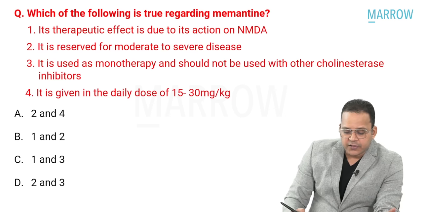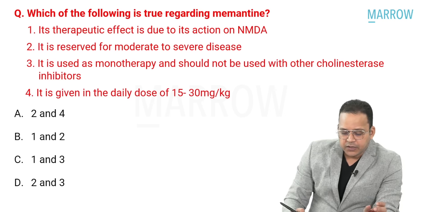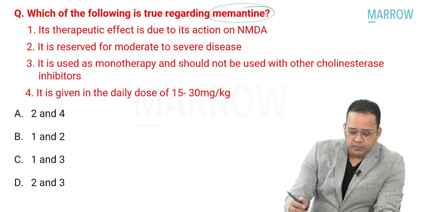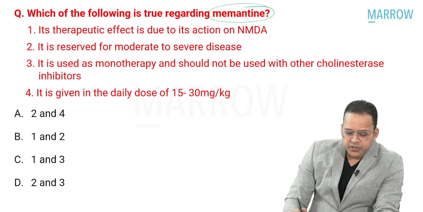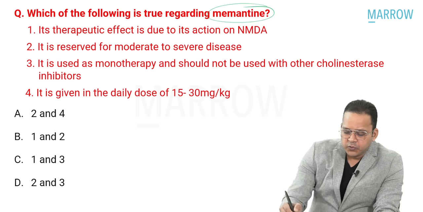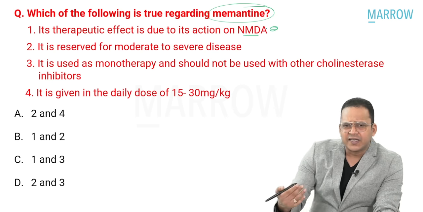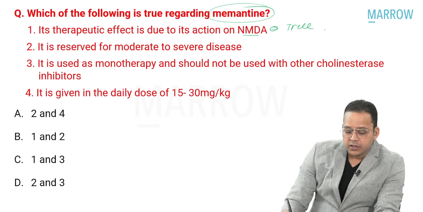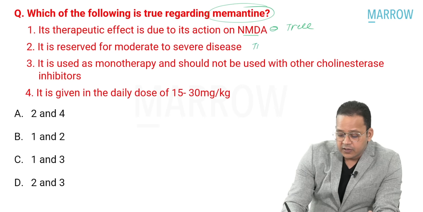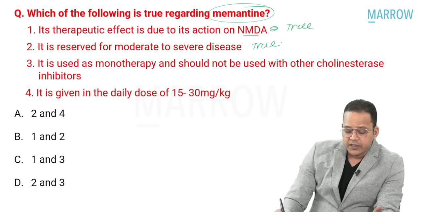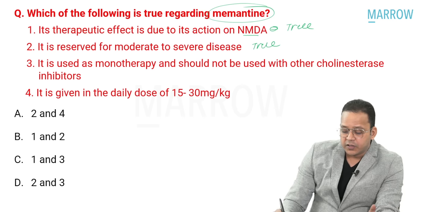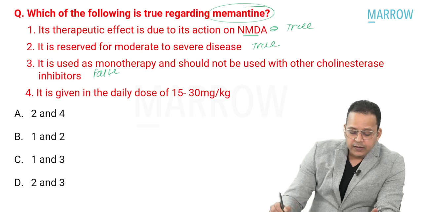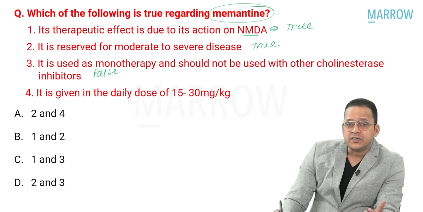Now moving on to the next question, guys. Which of the following is true regarding memantine? So memantine, all of you know, memantine is an NMDA blocker, right? So look at the options, which is true. Its therapeutic effect is due to action on NMDA. So to be specific, it is NMDA blocker. So this is true, right? It is reserved for moderate to severe disease. Now this is also true, moderate to severe disease. It is used as monotherapy and should not be used with other cholinesterase inhibitors. Three, it is false. Because its status is rather used as an add-on drug.